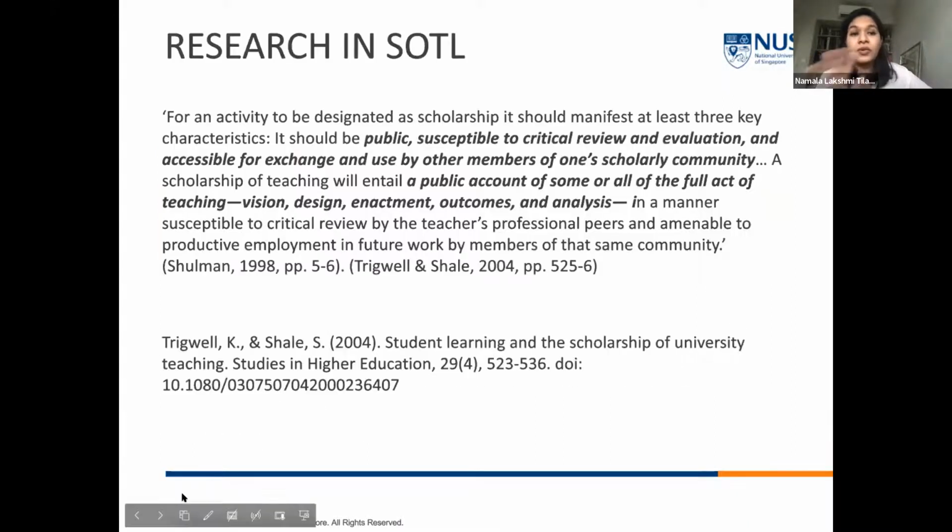I know that all of you are very well versed in that as well, but I would like to know what kind of different approaches everyone uses. I think that would be very interesting. So research in SoTL has this idea that SoTL is public, susceptible to critical review and evaluation. They talk about the fact that there has to be a public account of some or all of the full act of teaching. So what is this full act of teaching, and how do I conceptualize that in relation to the theoretical frameworks I bring in?